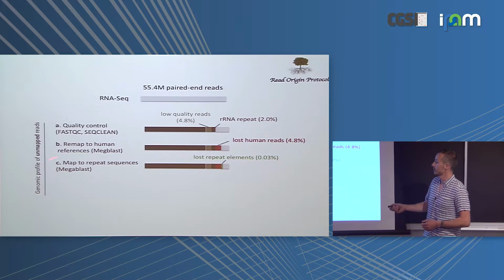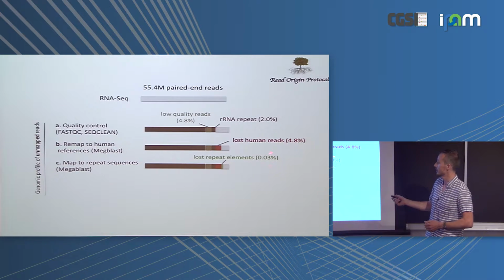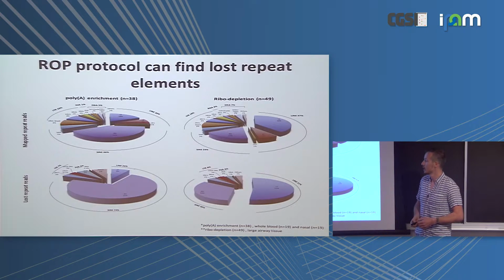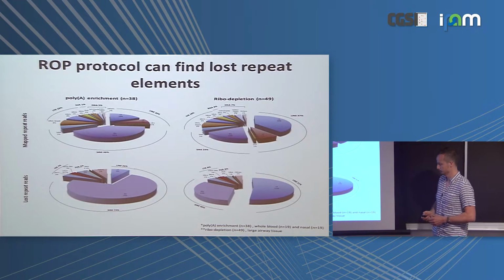And we used again megablast to map to the database of the repeat sequences, and then we were able to identify a tiny fraction of the reads coming from the repeats. The profiles of the lost repeats and mapped repeats are quite similar. If you look at the Alu, in both cases the Alu are the dominant class across the lost and mapped reads. The same was true for the ribodepletion protocols, where the majority of the reads were coming from L1.